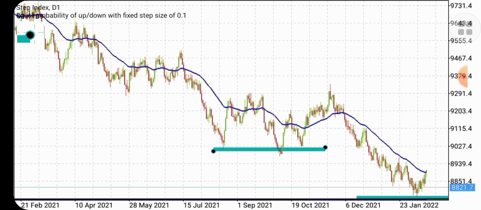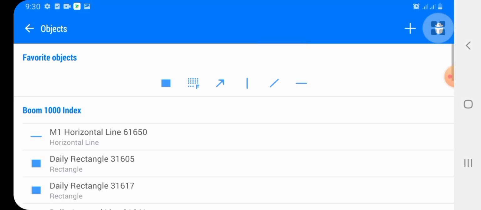Now look at it also here. We had it also here. Here is double bottom that we talked about, double top at boom 1000, and here is double. Is it double top or double bottom or triple bottom and all that? Here is it on the step index market.